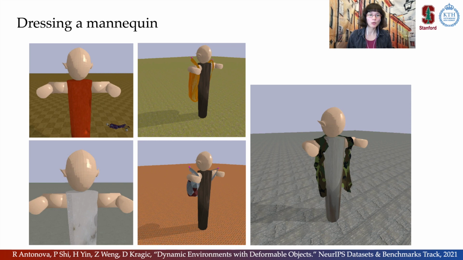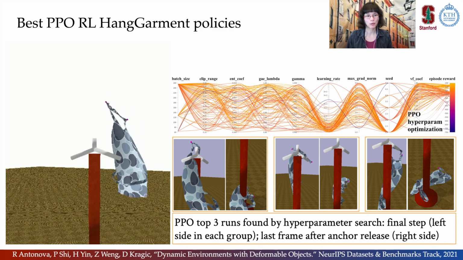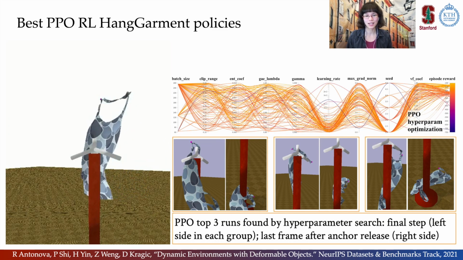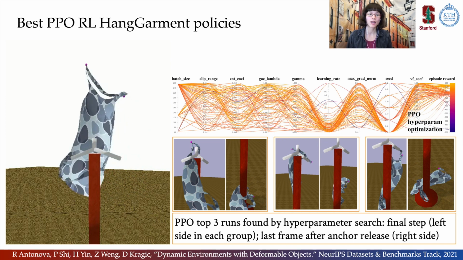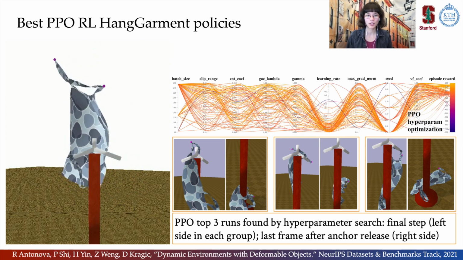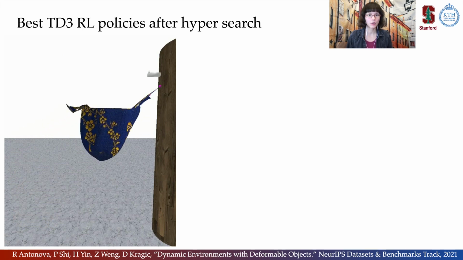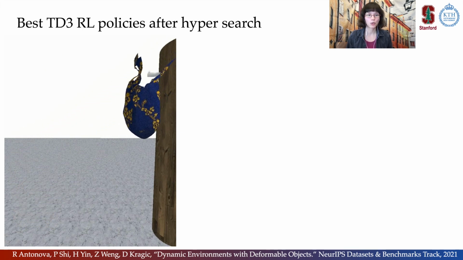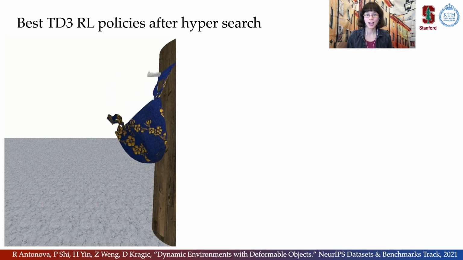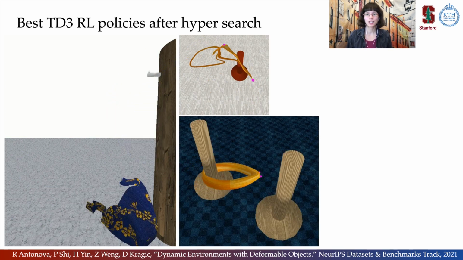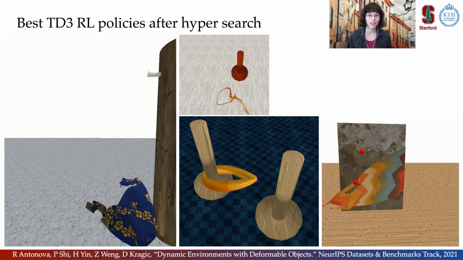However, when we test currently available reinforcement learning methods, even with extensive hyperparameter search, we can see here that, for example, hanging an apron is not such an easy task. Same here with a different method, TD3 as opposed to PPO. Bringing in the bag close to the hook is easy, but then actually hanging it is pretty challenging. And similarly, you can see with other tasks, the initial progress is good, but then the final result maybe needs improvement.